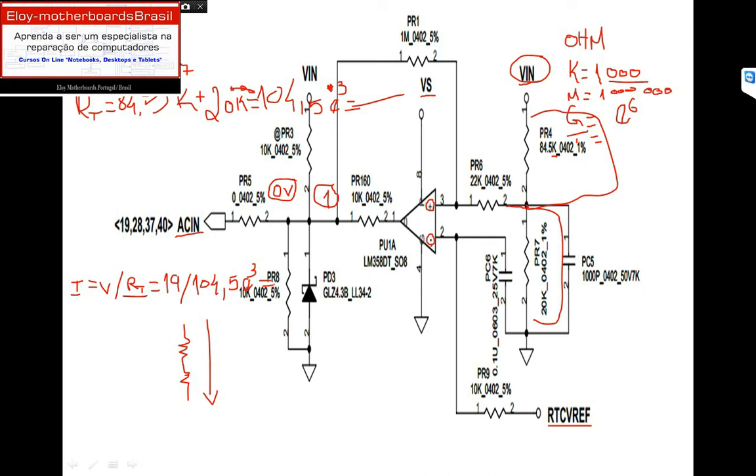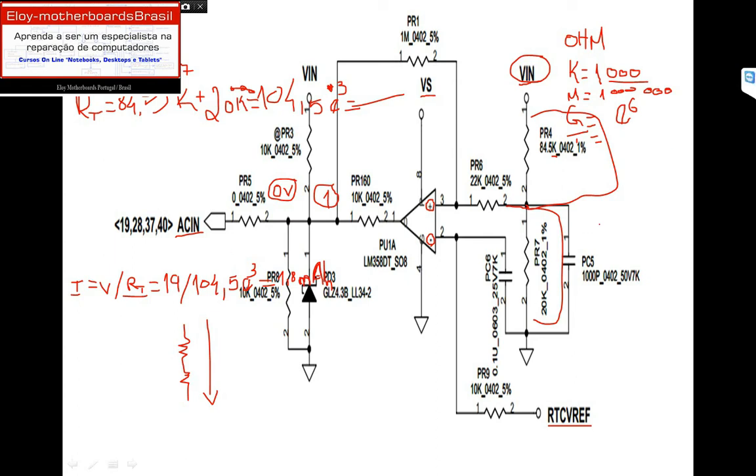And we have 1.8 milliamperes crossing this circuit right here. So we have our current right here, crossing PR4 and PR7.